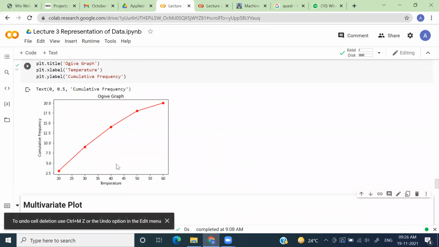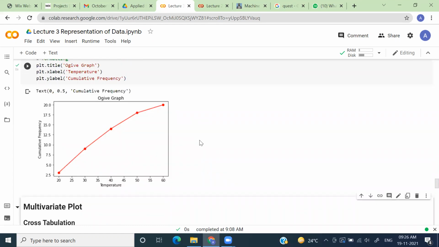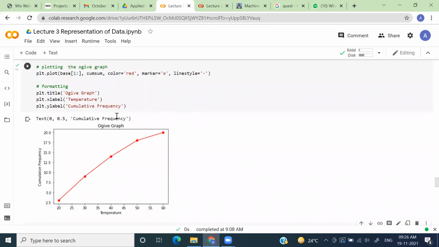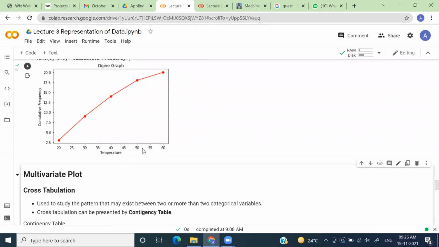So far, whatever we have been doing was part of univariate analysis. Univariate analysis means when we are having a single variable. I was comparing height versus height. What if I want to compare height versus weight? Now we have to do multivariate analysis, where we want to find the relationship between two or more than two variables.